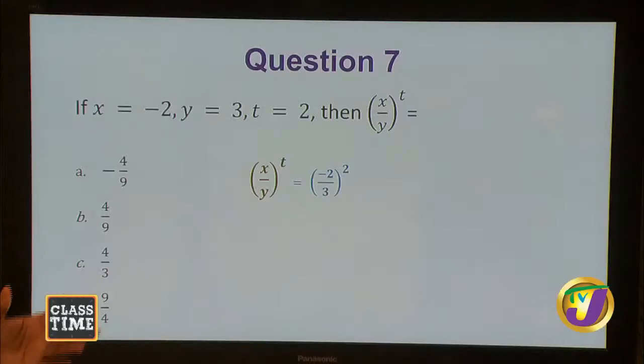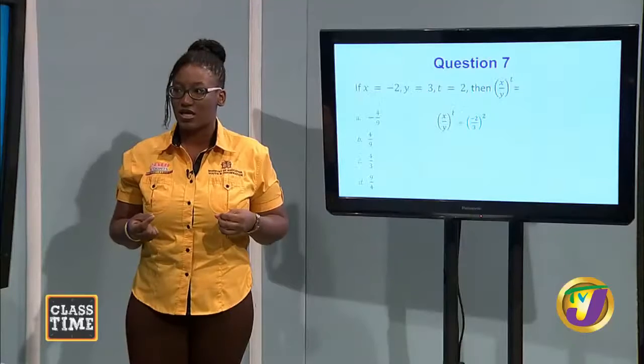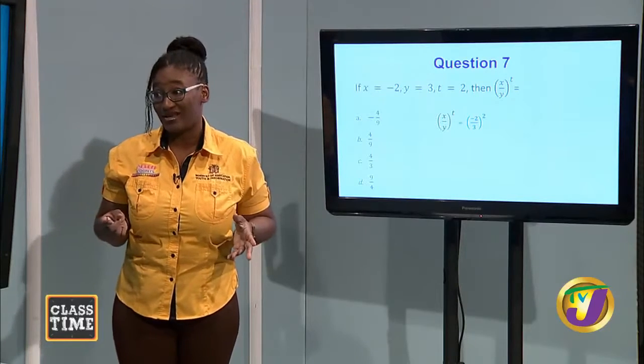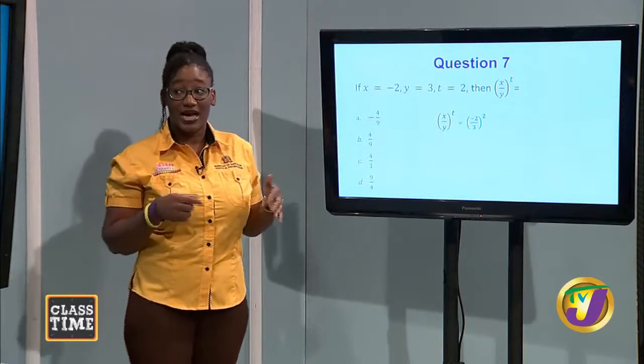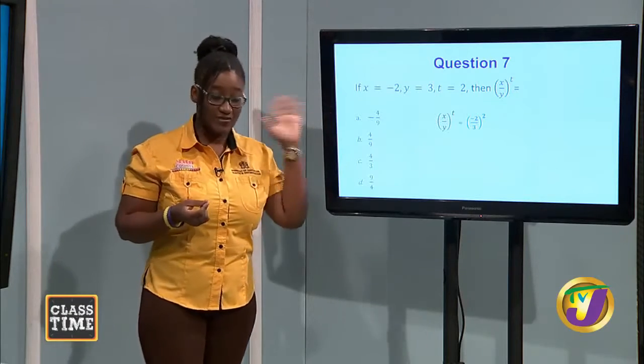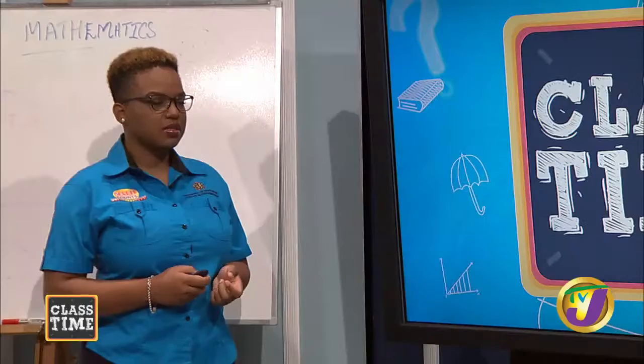Now, I want to point out here that the entire fraction is squared. And we know from before that when values are squared, whether they were positive or negative in the first place really doesn't matter. The result is actually a positive value. So in my mind, A is out immediately.